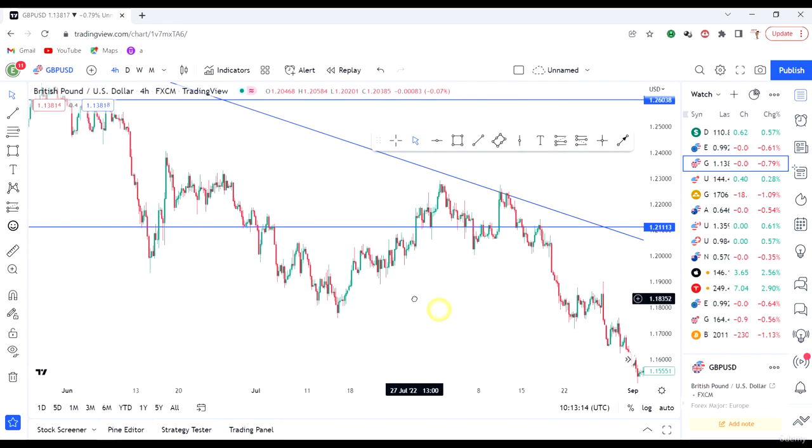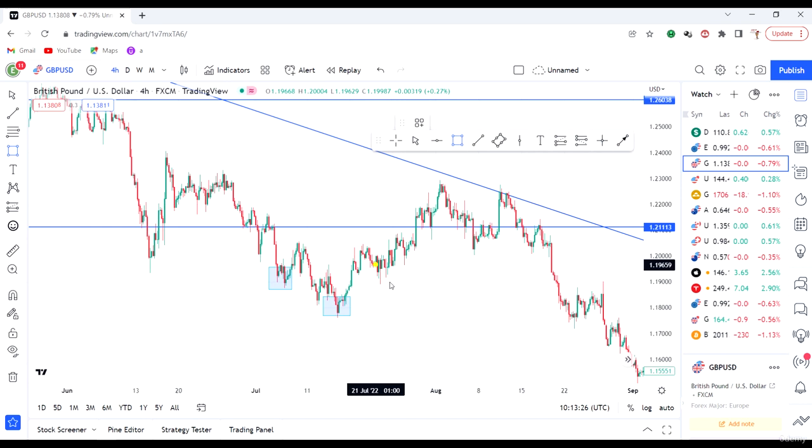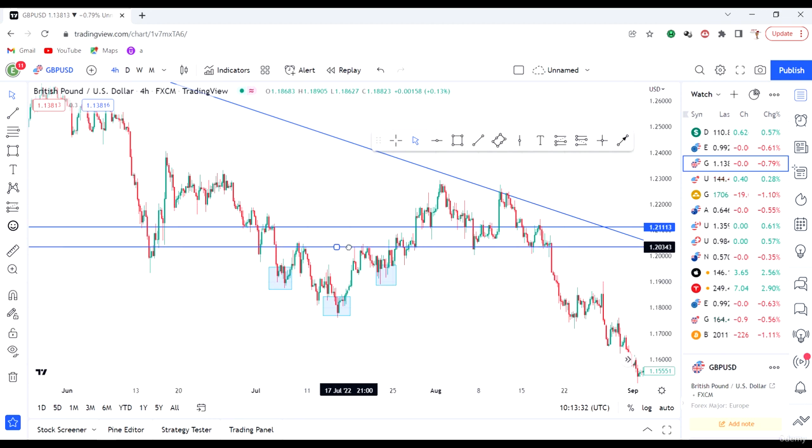Now I can see one here. Let me just draw it out for you. So let's assume this is our head. This is our first shoulder. And then this is our second shoulder. Now this is our neckline.